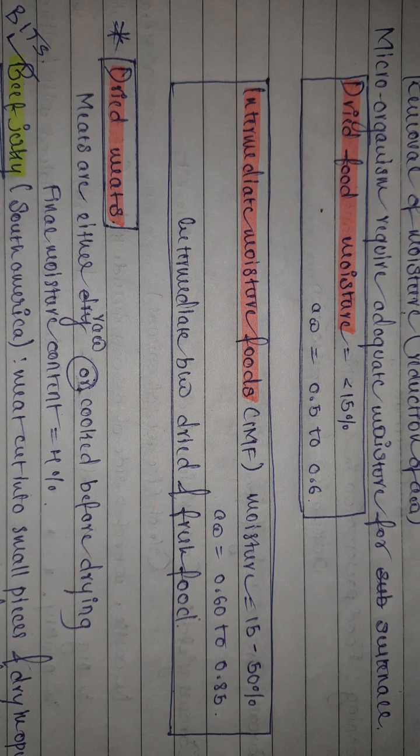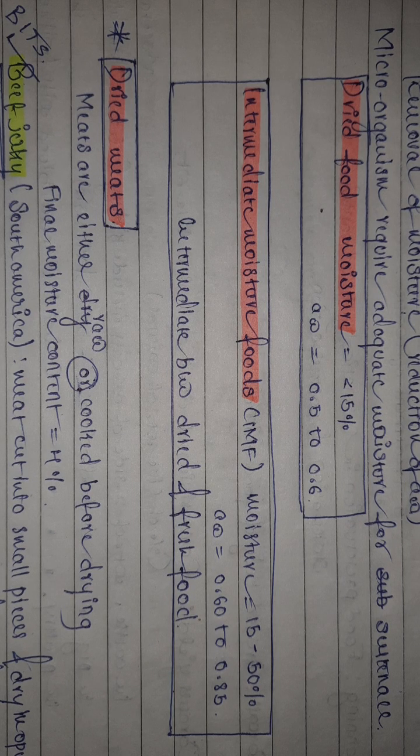What is dried food? You have to know the dried food moisture content is less than 15%, and the water activity of it is 0.5 to 0.6. And intermediate moisture food has a moisture of 15 to 50%, and the water activity ranges from 0.6 to 0.85. So this is the difference between a completely dried food and the intermediate moisture food, which is also known as IMF. When I say intermediate moisture food, it is clear from the name itself that it is intermediate between the dried and the fresh food. I hope it is clear.